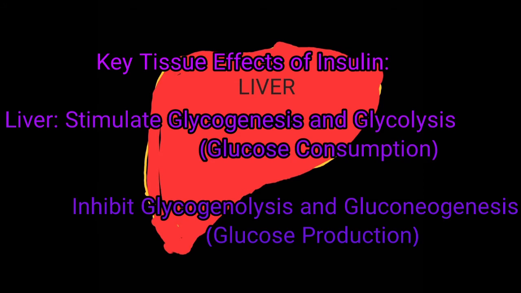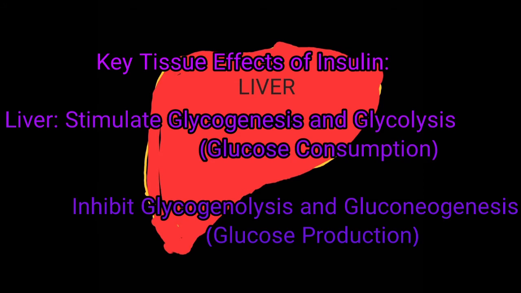Importantly, insulin through its receptor will also have 2 inhibitory effects in the liver. Through a cascade of intracellular events, insulin will inhibit glycogenolysis or glycogen breakdown and will inhibit de novo glucose synthesis or gluconeogenesis, thus reducing the liver's output of glucose.